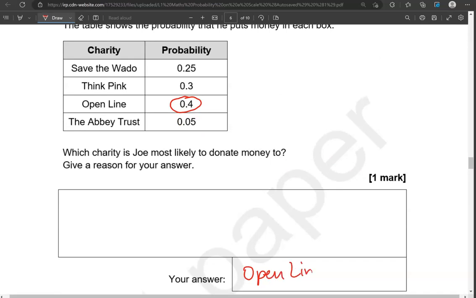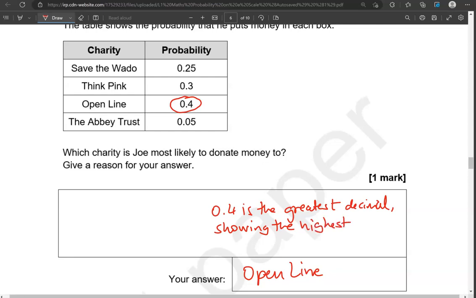Line, as 0.4 is the greatest decimal, showing the highest probability.